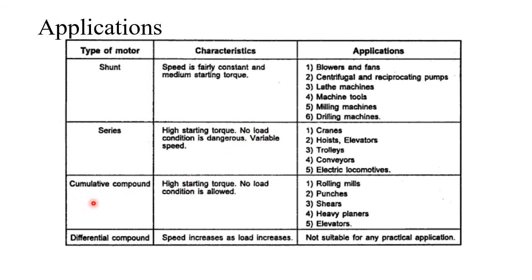Then the DC cumulative compounded motor has a high starting torque, but the no load condition is allowed because of its controlling nature. In a differentially compounded DC motor, the speed increases as the load increases. So these are the inferences from the graphs we have discussed earlier. Based on the characteristics, there are various applications of these types of DC motor. Thank you.